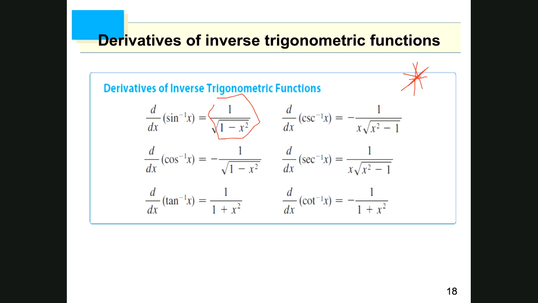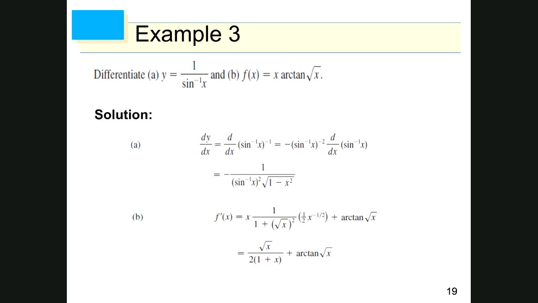Just use them directly from the table. All right, let's look at some examples. Differentiate y equals 1 over sine inverse of x.